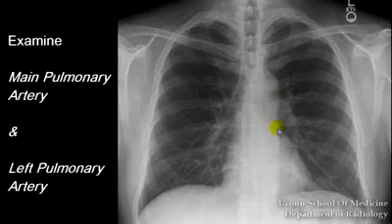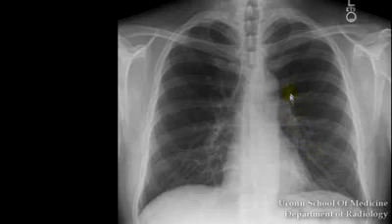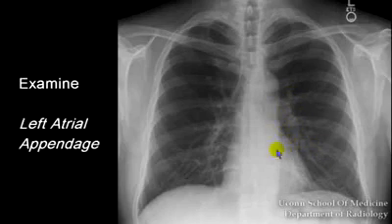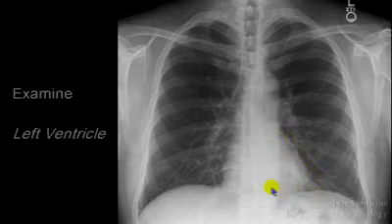Just below is the main pulmonary artery, with the left pulmonary artery coming out. Inferior to that is the left atrial appendage, and just inferior to that is the left ventricle, which forms the majority of the left heart border. This completes our survey of the structures on a normal chest radiograph.